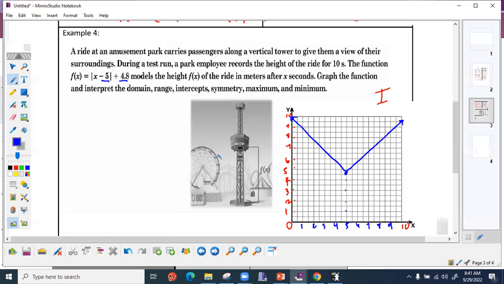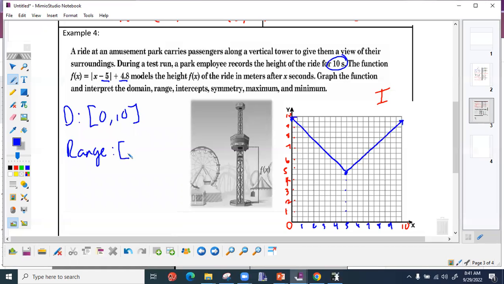There we go. So it wants us to graph the function and interpret the domain and range. Our domain is only from 0 to 10 because how long is the ride? 10 seconds. So it goes from 0 to 10. Our range is what's the highest they go and what's the lowest they go. Well, the lowest the ride went was here.